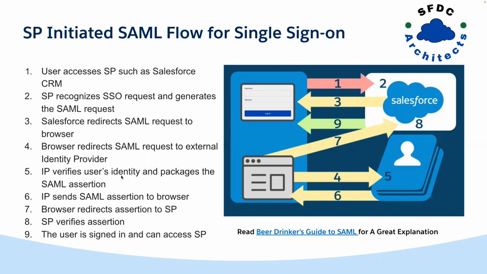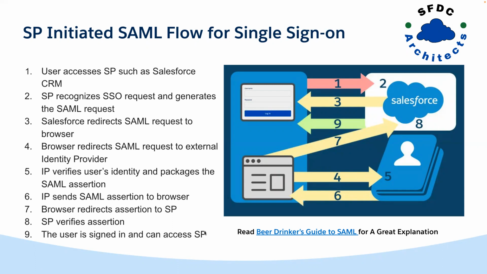The IDP is going to verify the user's identity, and then it packages that SAML assertion saying, yes, this person is approved, or no, this person is not approved. They send that back again to the browser. The browser goes back to the link for the service provider. And then there's one more step. The service provider wants to verify the assertion. They want to make sure that nobody got in the middle and is saying, yes, this person is allowed, but they're not the original trusted IDP that they sent the request to. If everything ticks and ties together, the user is going to be allowed to sign in, and now they have access to Salesforce or the service provider.